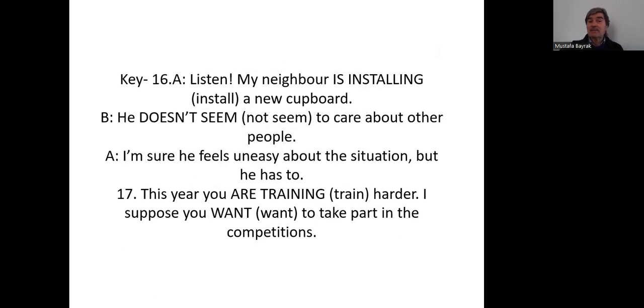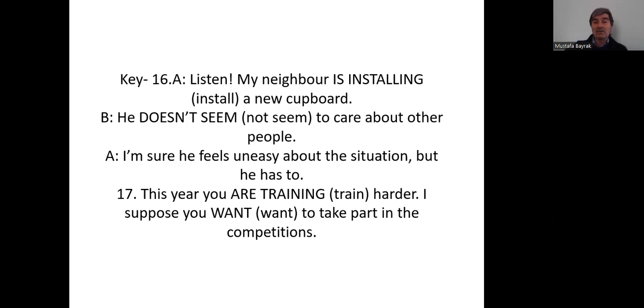16a. Listen, my neighbor is installing a new cupboard. You can hear the tuck sounds. He doesn't seem to care about other people. I am sure he feels uneasy about the situation, but he has to behave like this.